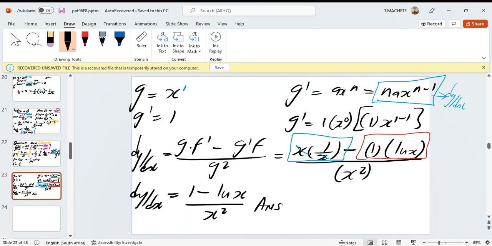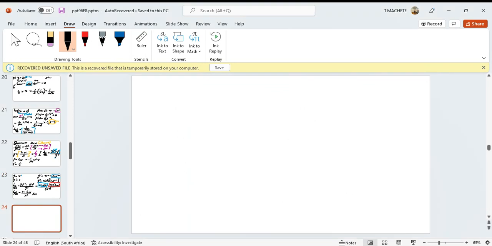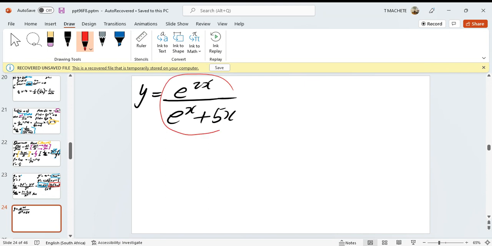Okay. So now, guys, I'm gonna show you another one. I'm gonna use e now. Let's say you've got y is equals to, for example, e to the power 2x over e to the x plus 5x, for example. You see this? You can't divide them.